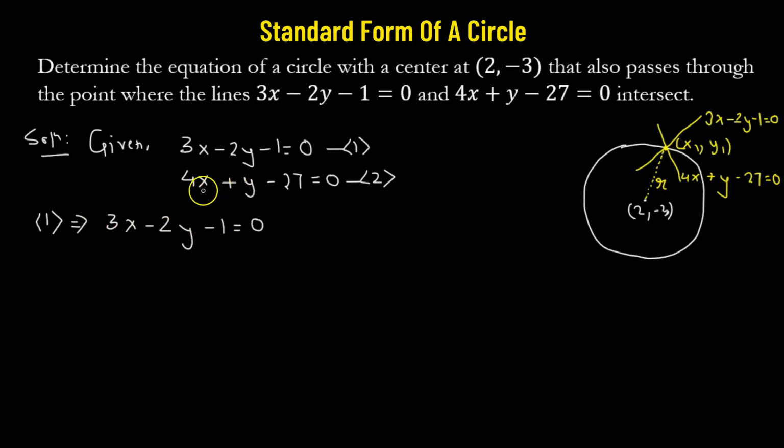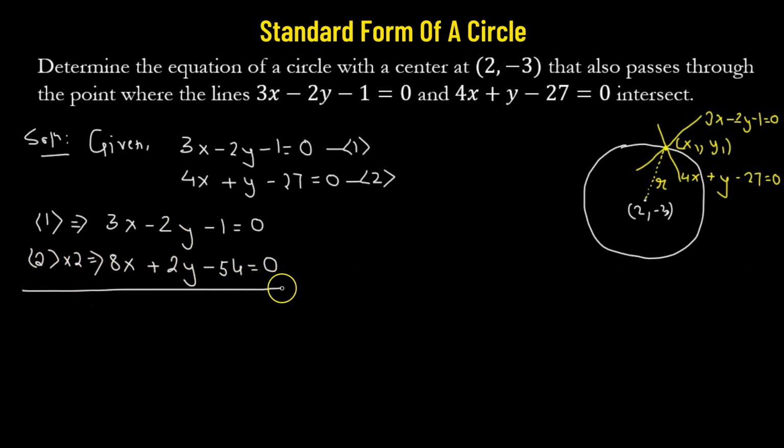Now what we'll do is add to equation number 1. We'll take equation number 2 and multiply throughout with 2. Now 2 times 4x gives us 8x. Then we have 2 times y, so that will be positive 2y. Negative 2 times 27 will give us negative 54. So that will be equal to 0. We're multiplying equation number 2 with 2 because we have positive 2y here.